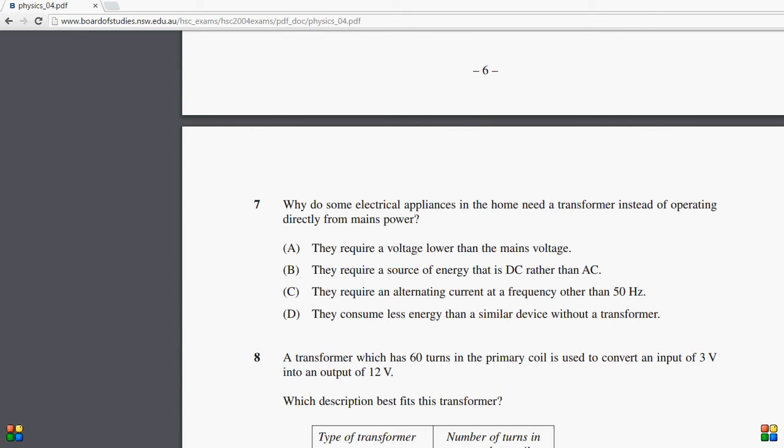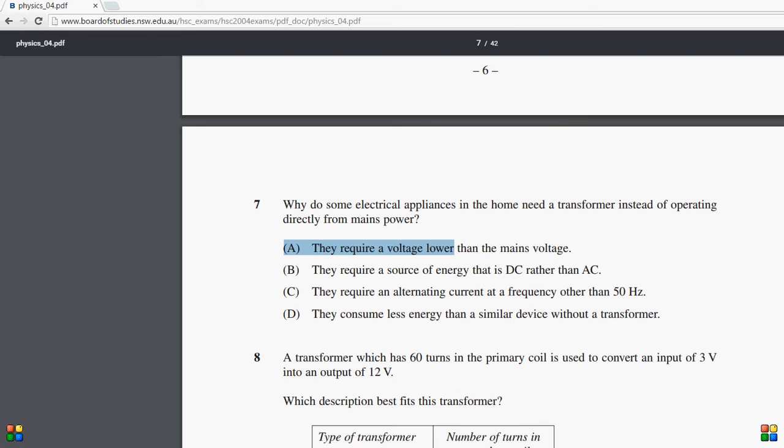Alright, question 7. Why do some main electrical appliances in a home need a transformer instead of operating directly from the mains? Well, some require a lower voltage. Yes, that's true. They require DC rather than AC. That's also true, but transformers don't do that. That's also true, but again, transformers don't do that. They consume less energy than a similar device without a transformer. I'm not so sure what this means, so I would circle A.